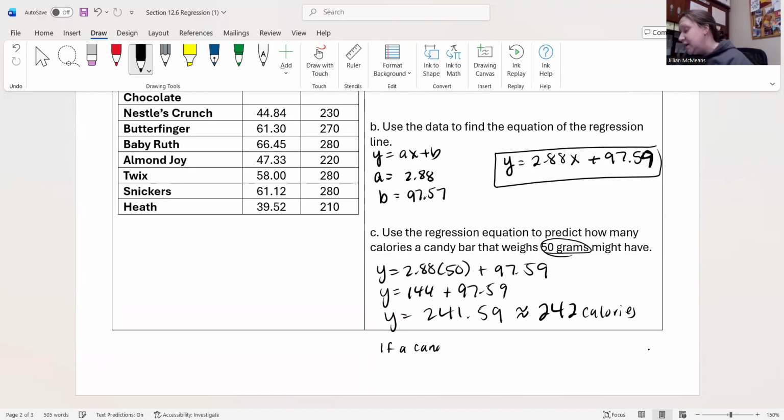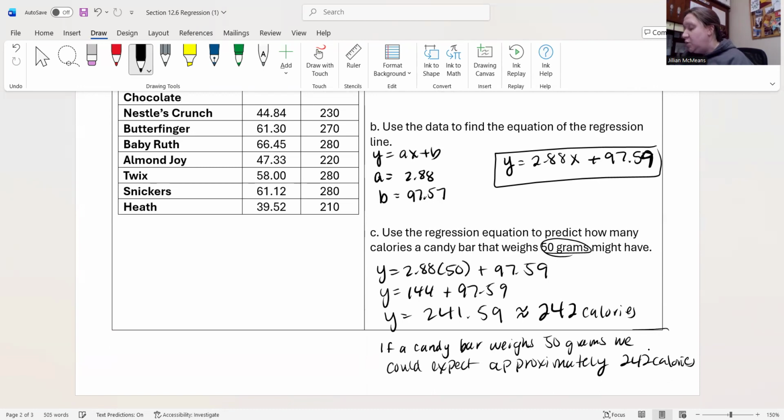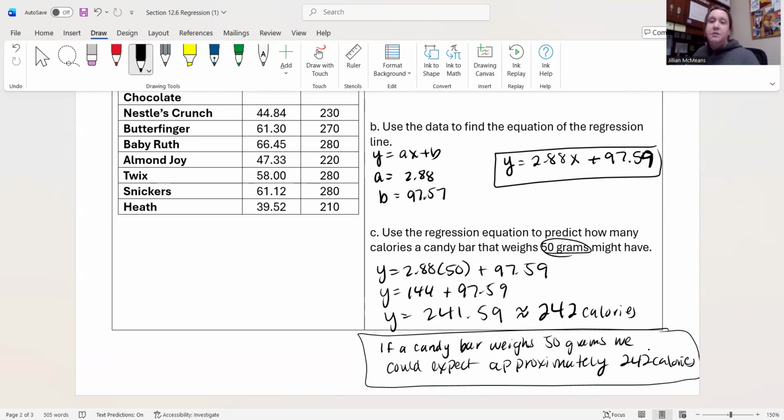But we would want to say something like, if a candy bar, you can tell it's late at night, if a candy bar weighs 50 grams, we could expect approximately 242 calories. Again, that doesn't mean we're going to get exactly 242 calories. We just know that 242 calories is a fairly reasonable estimate given the data that we have.